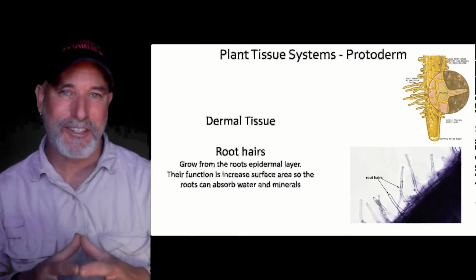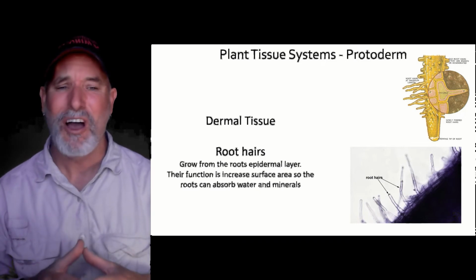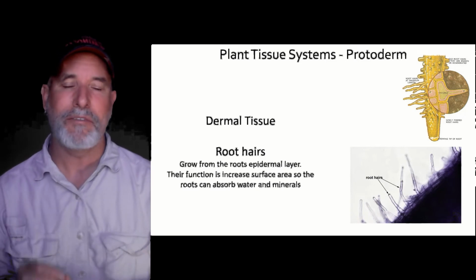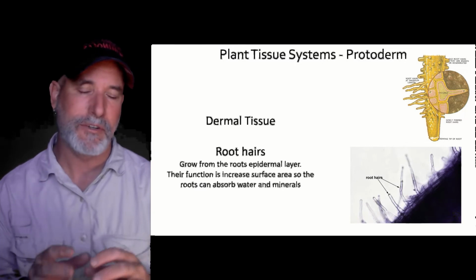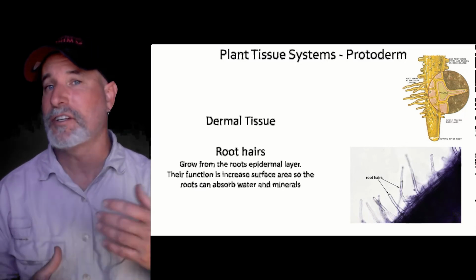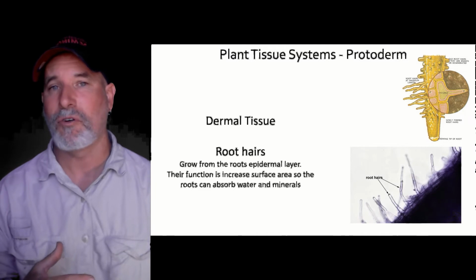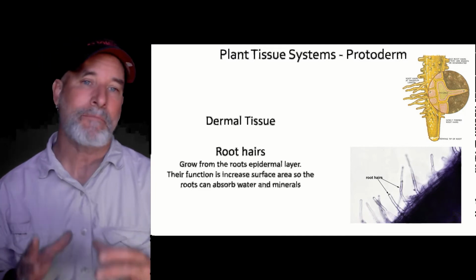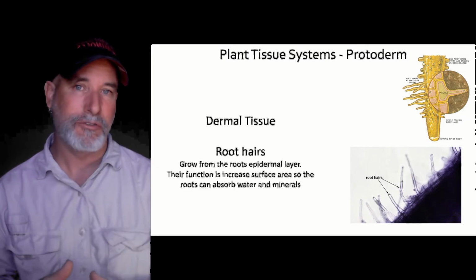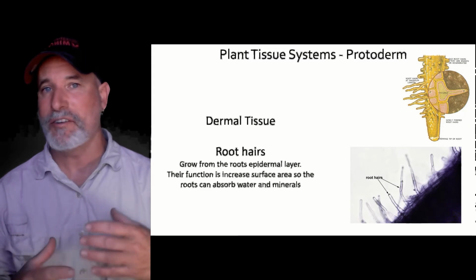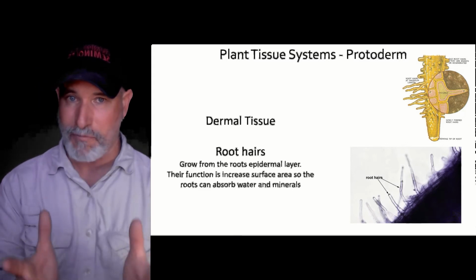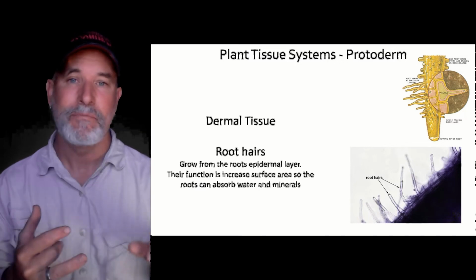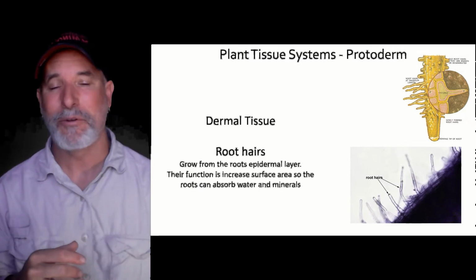Other types of dermal tissue, when you're not trying to catch insects, are root hairs. Your roots have these tiny little hairs coming off of the epidermis, and they are there to increase surface area so the plant can absorb more water. Okay, so that is the protoderm that differentiates into all these different parts of the outside of the plant, both on the leaves, the stems, and the roots.